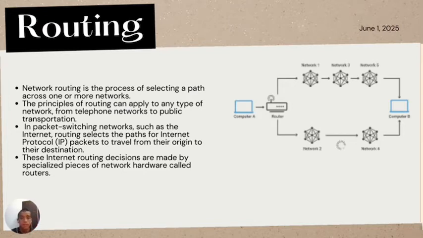So routing ni proses by which a network makes a forwarding table. Lain daripada packet forwarding. Packet forwarding ni process of sending a data packet through the network. Itu ni perbezaan.